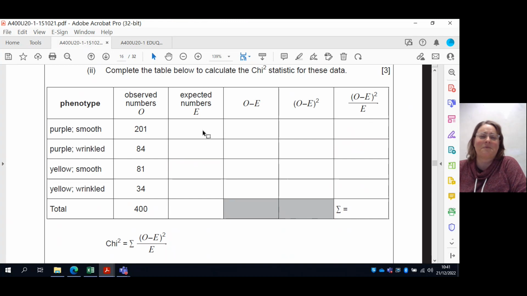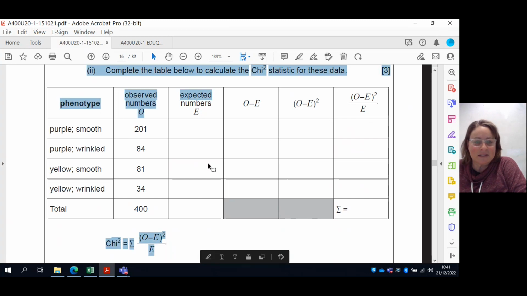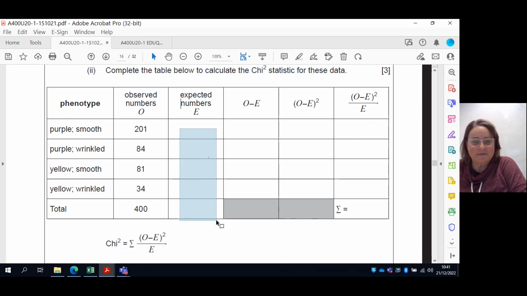Just don't fall into traps and do silly mistakes, and double check your handwriting. If you can't read your handwriting, no good. You need to be able to read your own handwriting. Observed minus expected, square that. At that point, you should have only positive numbers, divided by the expected. So by this column here, divided by your expected numbers, and tally them all, add them all up to get to your sum. That will give you your chi-square value.